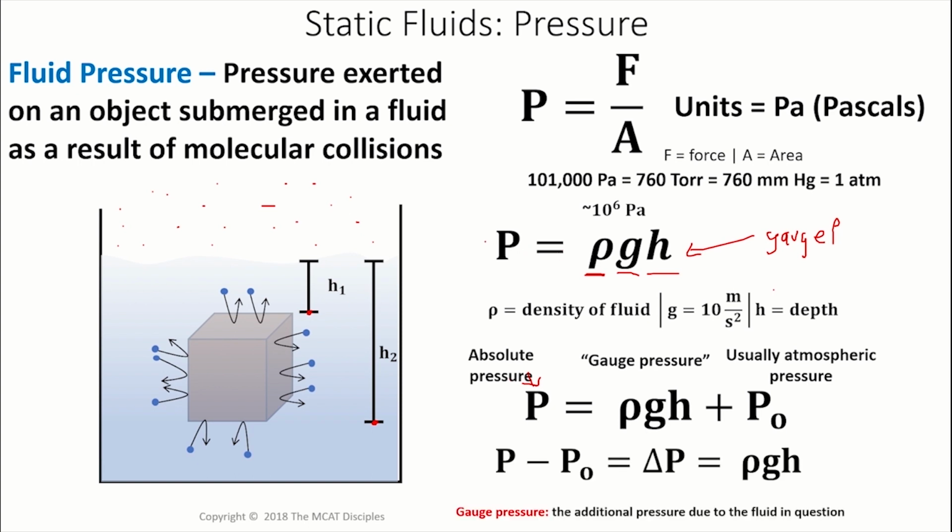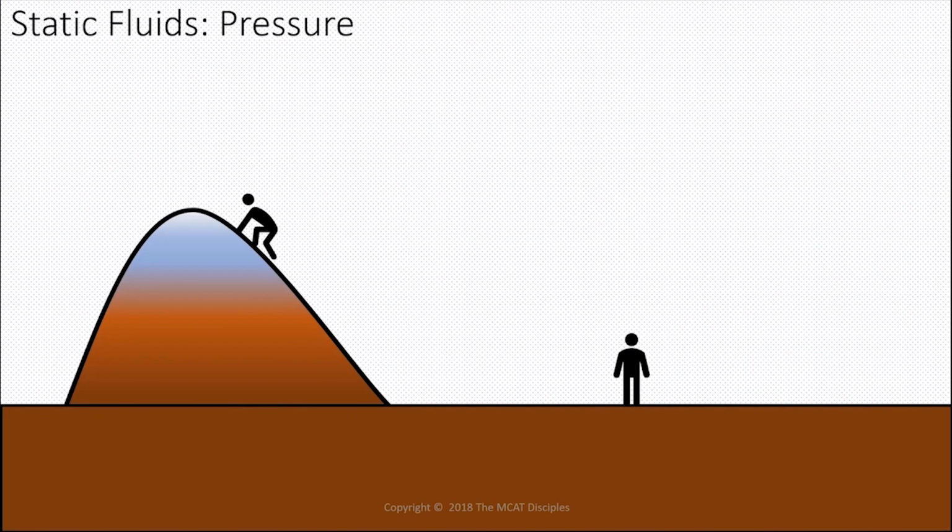And then again, here we have the gauge pressure being shown here. The additional pressure due to the fluid in question. All that is just the pressure generated by the fluid in question. The liquid in this case, the water in this case. So like anything else in physics, we just got to do a bunch of problems to get ourselves comfortable. Before we do that, we have one more thing to show here.